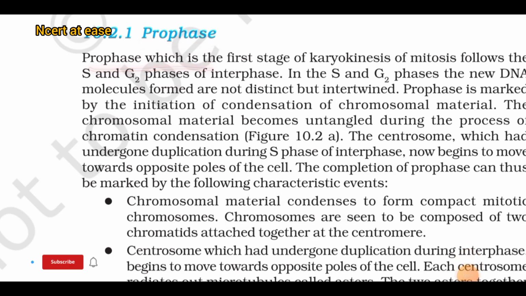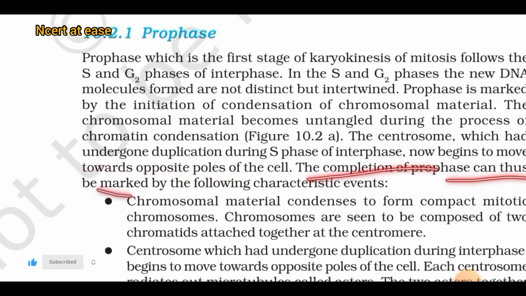Prophase, which is the first stage of karyokinesis of mitosis, follows the S and G2 phases of interphase. In the S and G2 phases, the new DNA molecules formed are not distinct but intertwined. Prophase is marked by the initiation of condensation of chromosomal material. The chromosomal material becomes untangled during the process of chromatin condensation. The chromosomes, which had undergone duplication during S phase of interphase, now begin to move towards opposite poles of the cell.